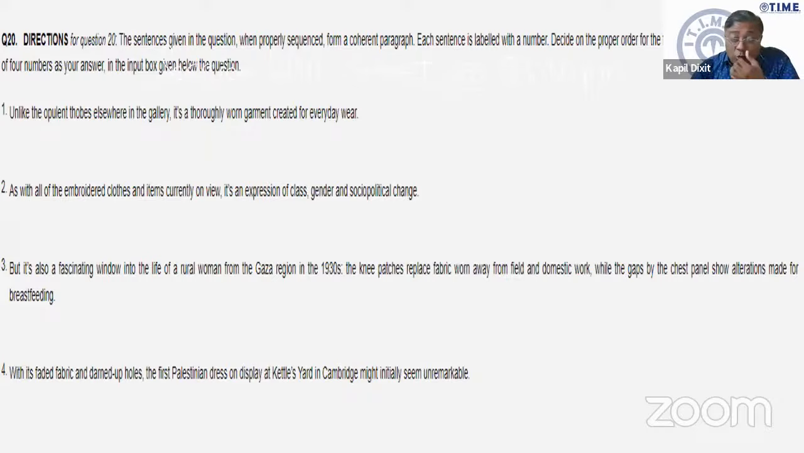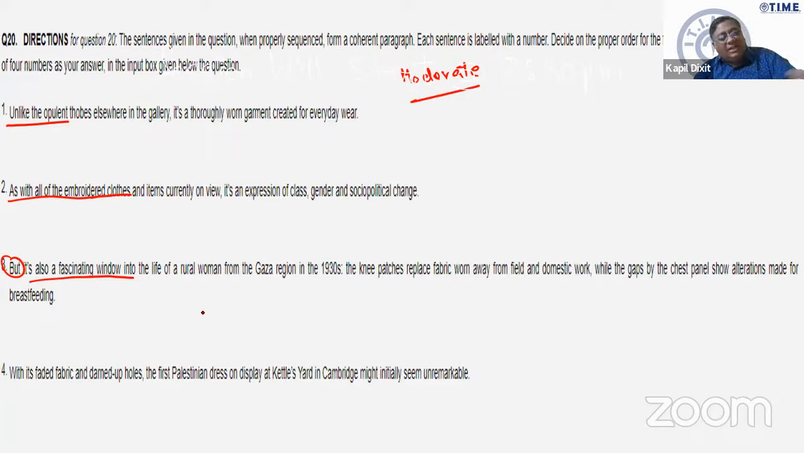Question number 20. Again a doable question set. Now, question number 20 was a moderate difficulty level. Where let's say, now in this I had a lot of hints, okay? Unlike the opulent, as with all the embroidered cloths, but it's also a fascinating window. So that is why this is giving me a lot of hints.